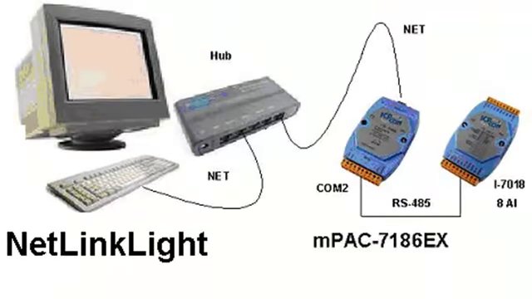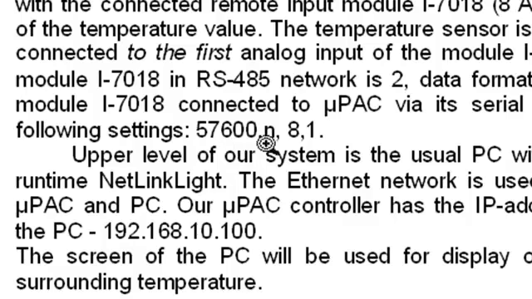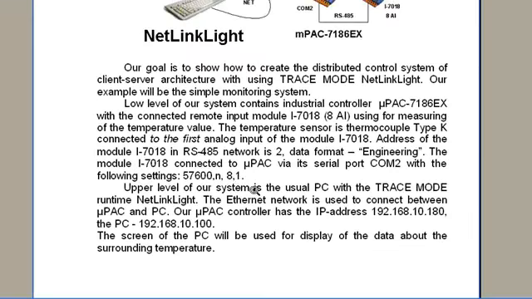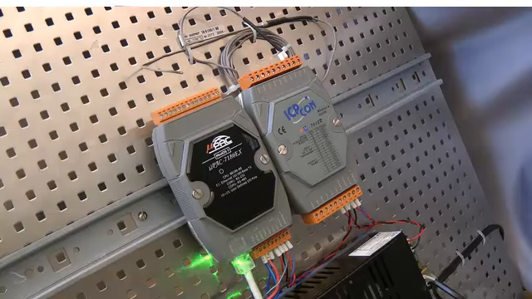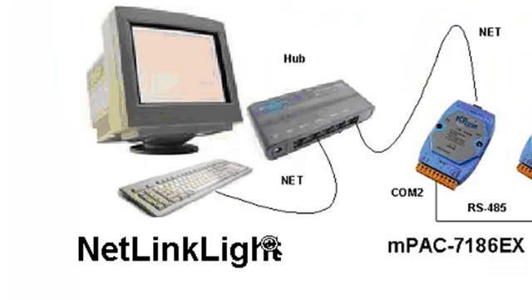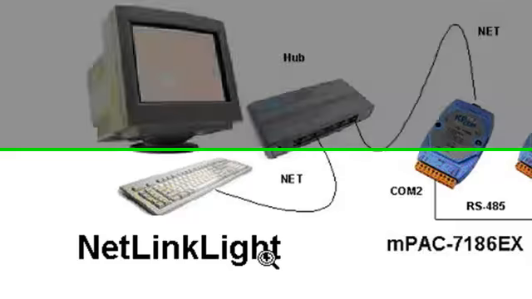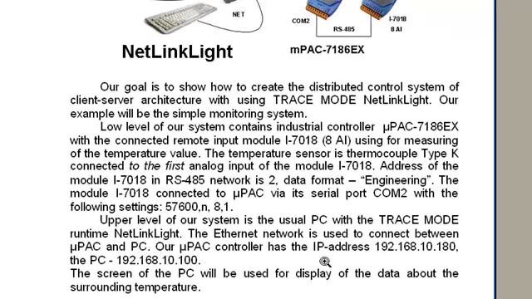The module I-7018 is connected to MicroPack via its serial port COM2 with the following settings. The upper level of our system is a usual PC with Trace Mode Runtime NetLink Lite. The Ethernet network is used to connect MicroPack and PC. Our MicroPack controller has this IP address and the PC this one. The screen of the PC will be used to display the data about the surrounding temperature.